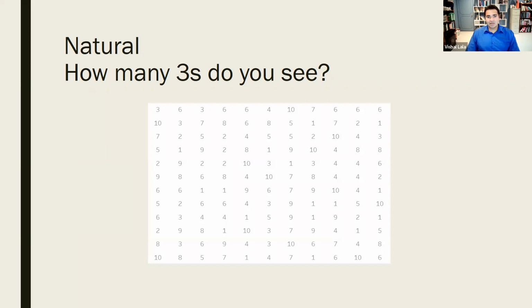Take a look at these numbers on your screen. You can pause the video and try answering the question. How many threes do you see? If you pause the video and hit play again now, let's see the answer. Before we find the answer, let's answer that question again. How many threes do you see now? Again, pause the video, answer the question, then hit play again.